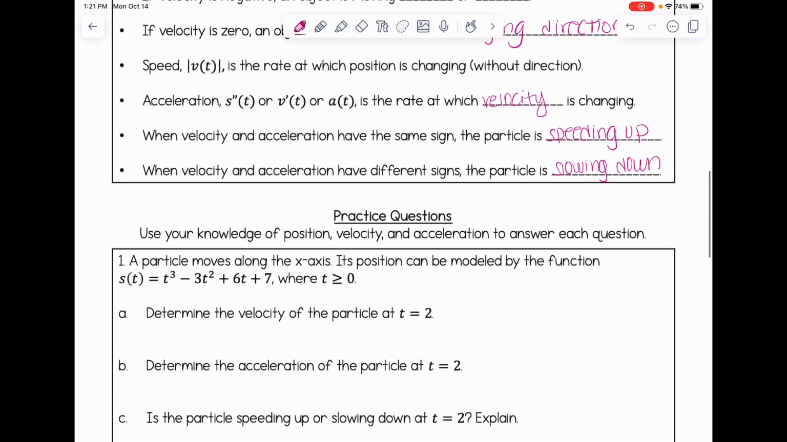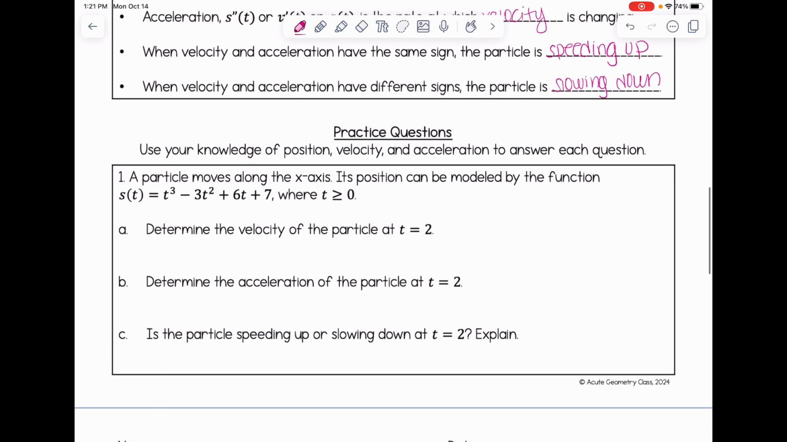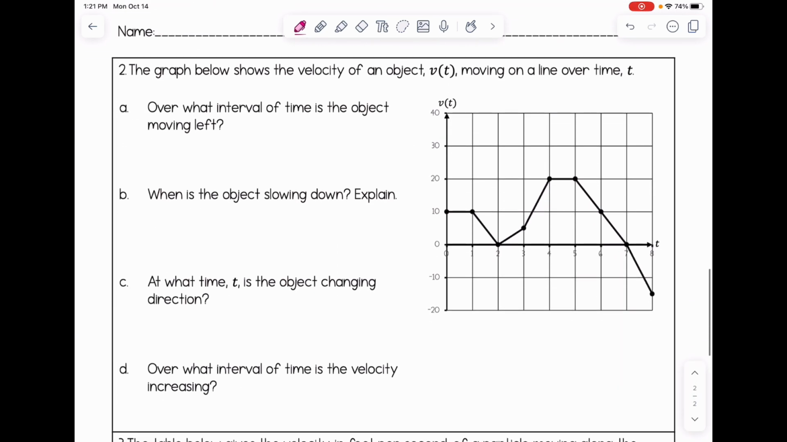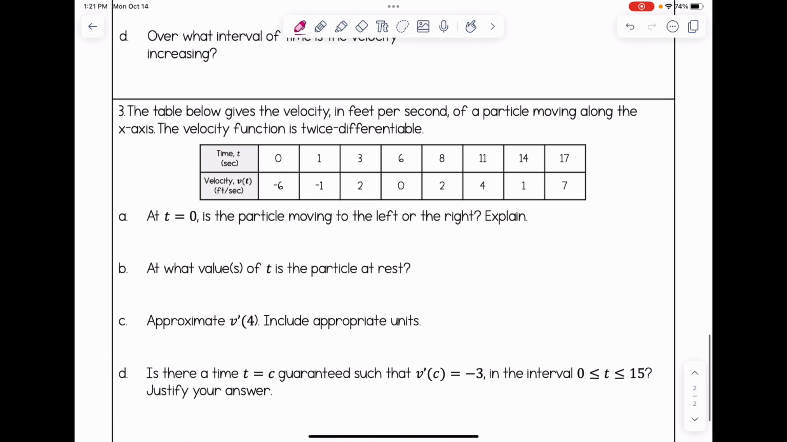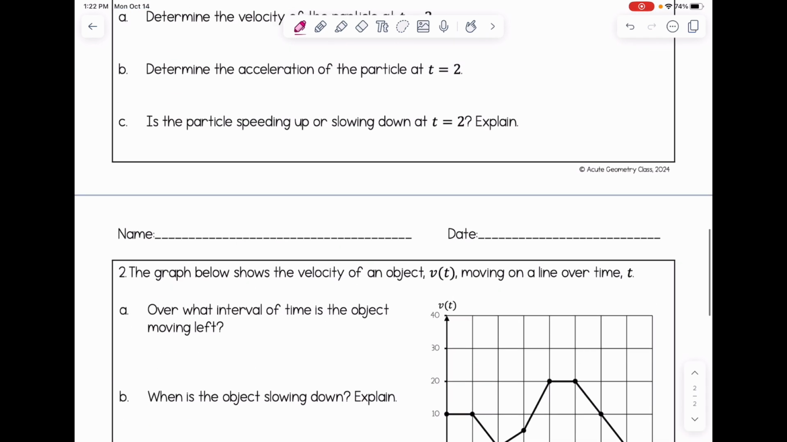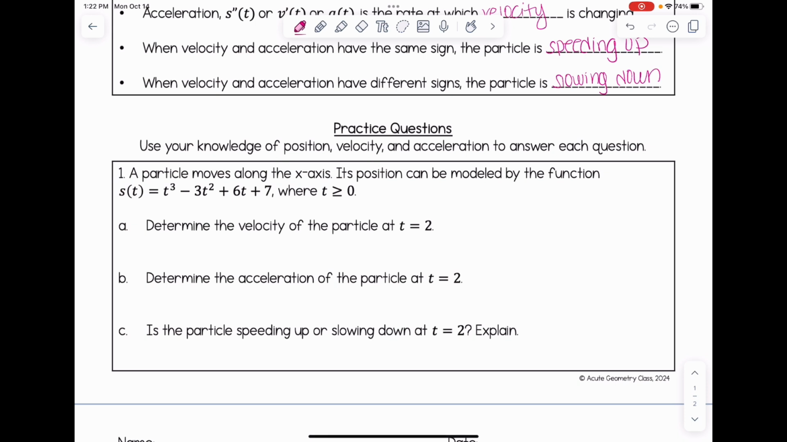So let's use our knowledge of position, velocity, and acceleration to answer each question here. We're going to look at a few different examples. One is going to be where we're given a function. In number 2, we're going to be analyzing a graph. And in number 3, we're going to be looking at a table of values. All right, let's take a look at number 1.